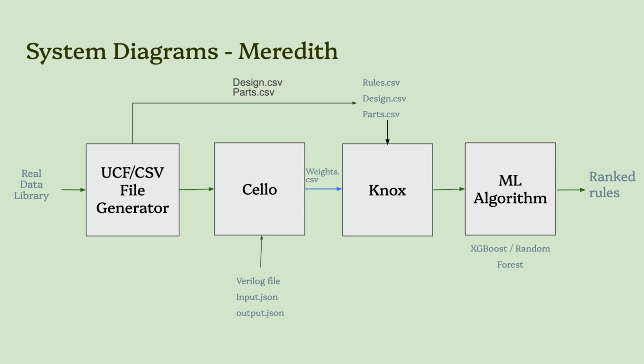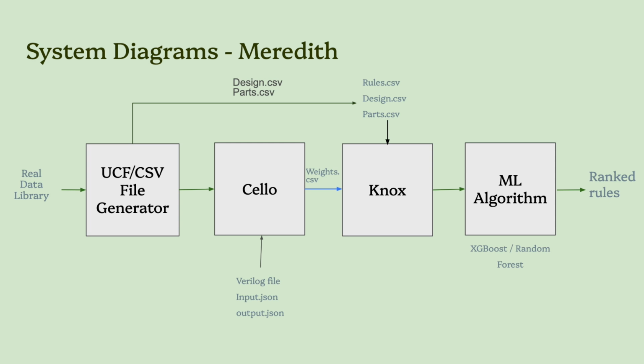Here's how the pipeline works at a high level for RuleScape. We start with a real experimental dataset, the classic single input library, which contains thousands of genetic designs, each with measured expression values, induced expression, fold changes, and a switch score. From that data, we automatically generate the UCF and CSV files that Cello and Knox need as inputs.